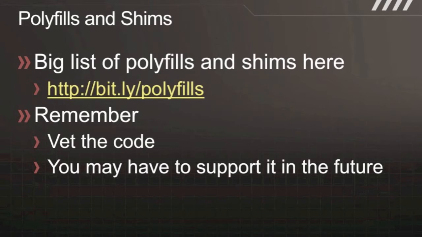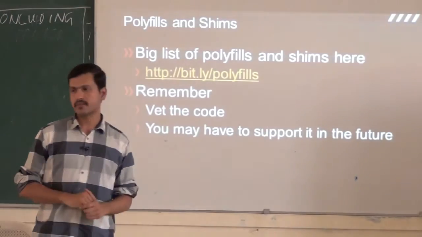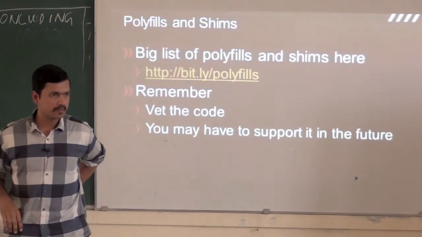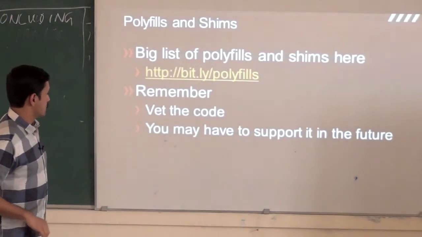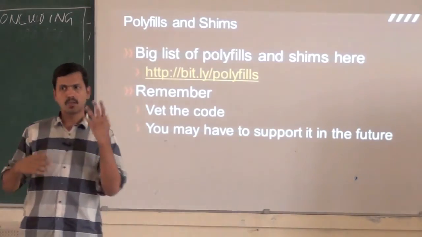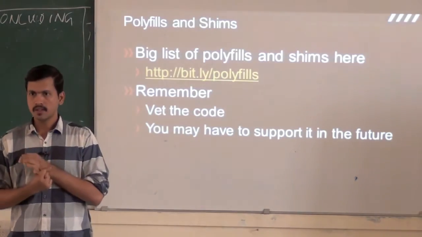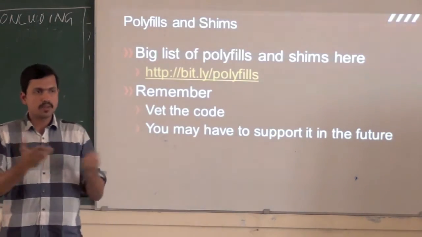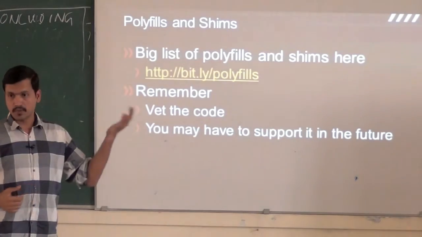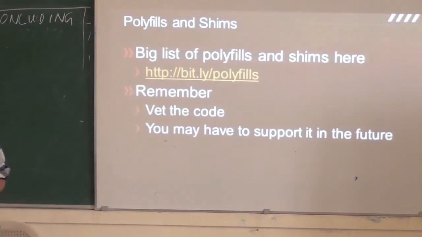So you can go to that particular URL. This is a GitHub page maintained by the folks who wrote Modernizr. They maintain this gigantic list of polyfills and shims that are available for major W3C specifications. So bit.ly/polyfills. Most of these tend to be open source. Like any open source project that you use, remember to vet the code. So you probably have to do the QA yourself. You may have to support it in the future. So the standard caveats apply, right? Whenever you use a polyfill or a shim.